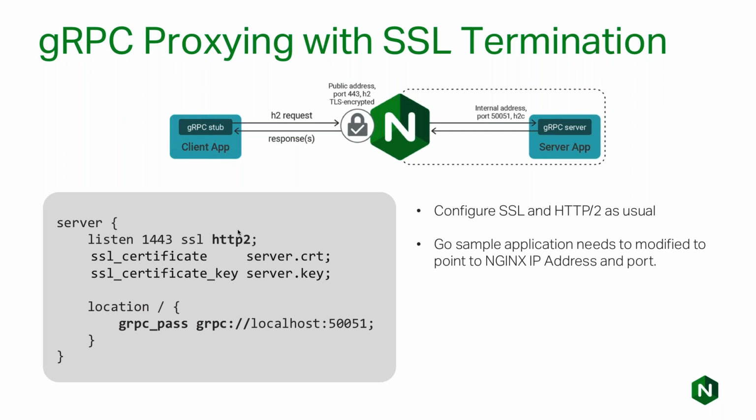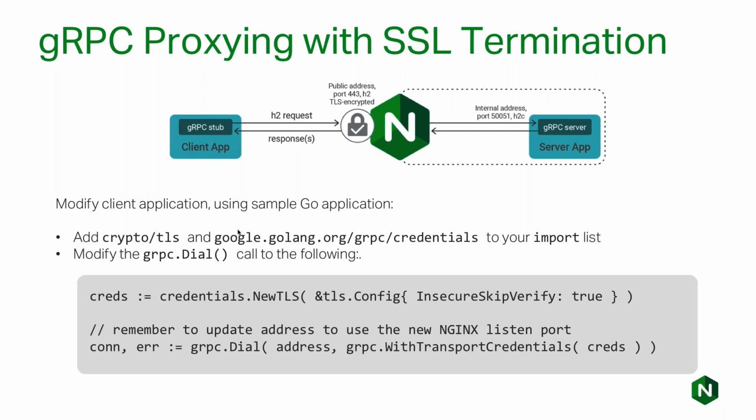The only modification is that the listen server on NGINX needs to be set up to run in SSL mode, and you need then to configure it, obviously, with a certificate and key. You need to make a change to the client application to upgrade it from plain text to SSL, and this is described clearly on the blog that we've published on gRPC traffic.